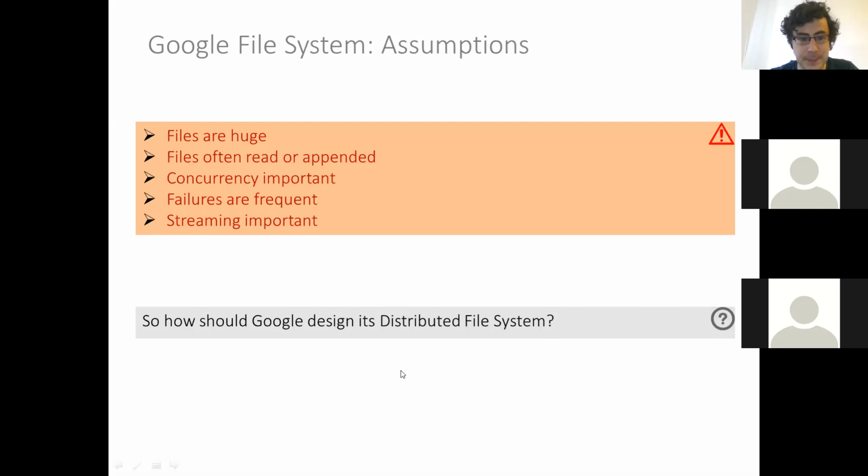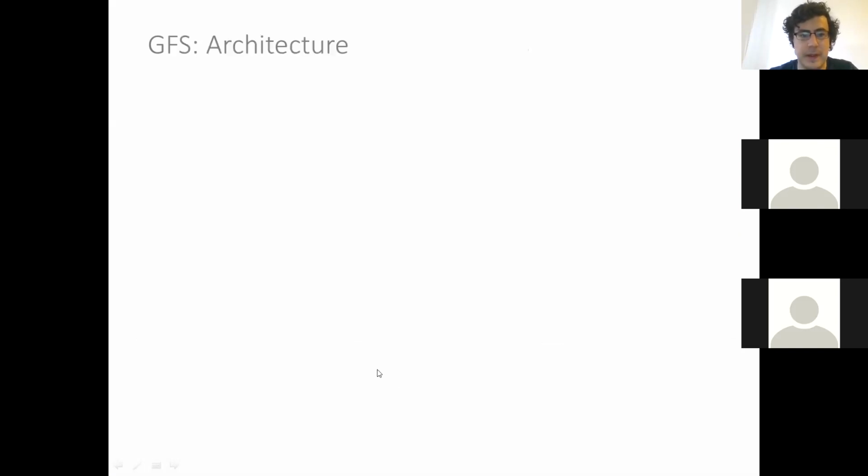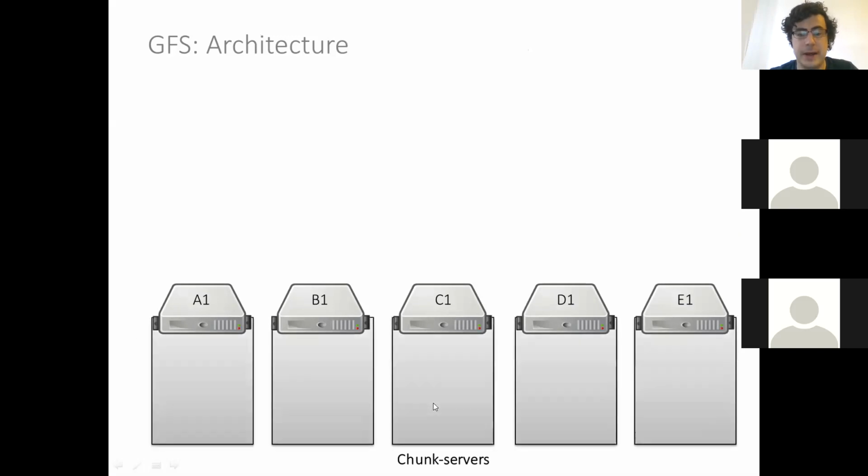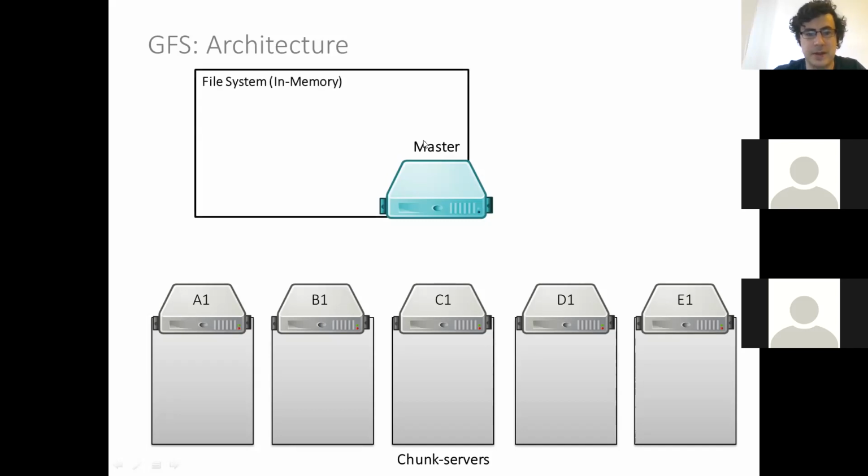So let's see. We'll talk about the design. The architecture in general: we have 5 chunk servers. Each of these chunk servers is a machine that has some storage, some hard disk. Right? And then we have this master. This somehow controls the state of the Google File System. Okay. This master keeps in memory some information about the state of the file system. Essentially information about which chunk servers are storing which parts of which files. That's the most important information.